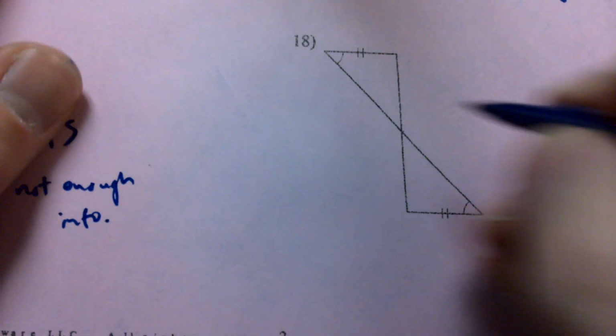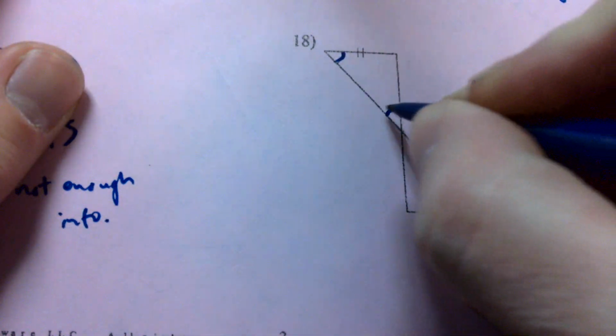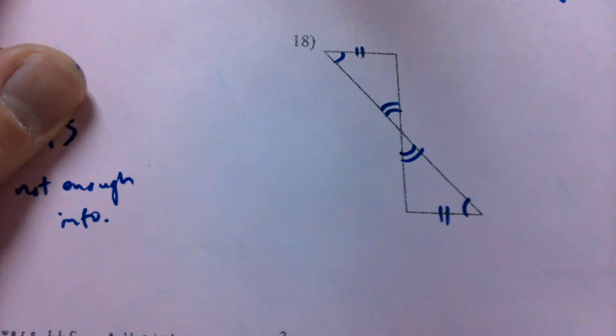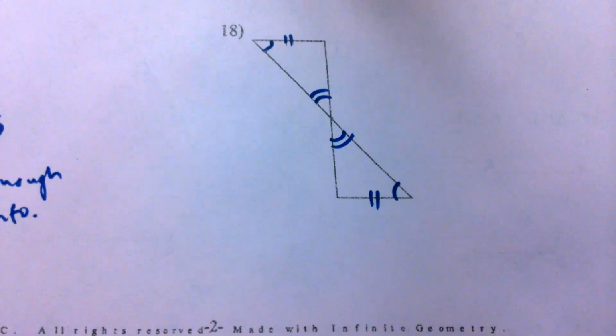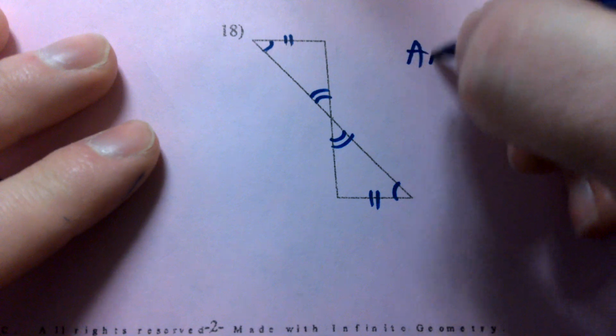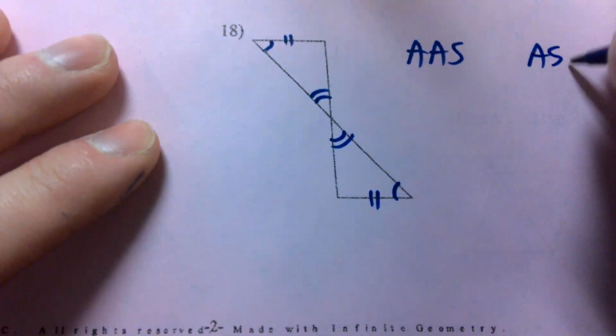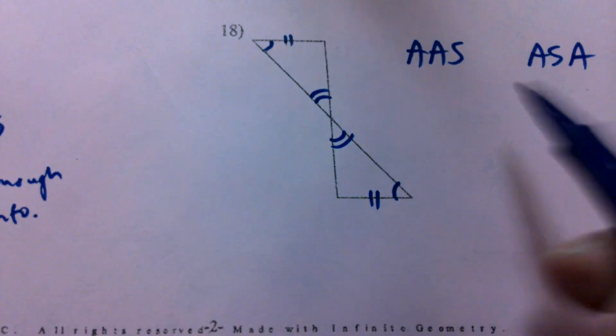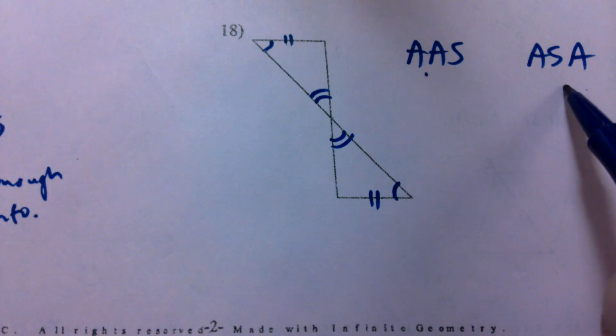18. Let's see. I've got my angle here. I've got my vertical angles there. And I've got my side. Now, what you guys are saying is that we're confused. There's two angles in common and a side. So is it angle, angle, side? Or is it angle, side, angle? Give me a thumbs up if you think it's angle, angle, side. Thumbs down if you think it's angle, side, angle. What do you guys think?